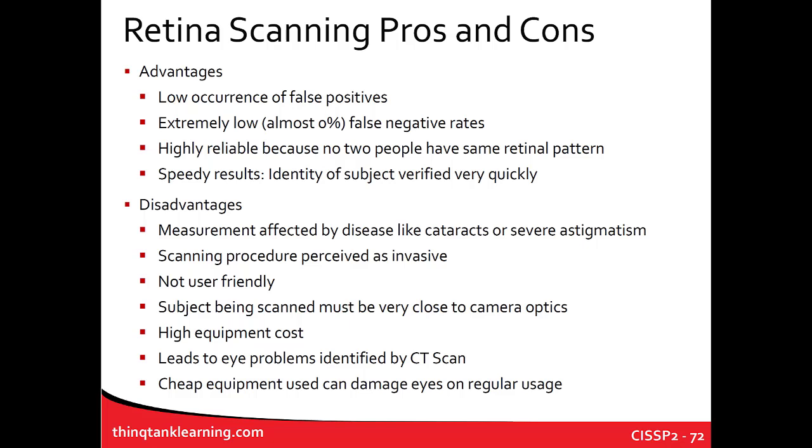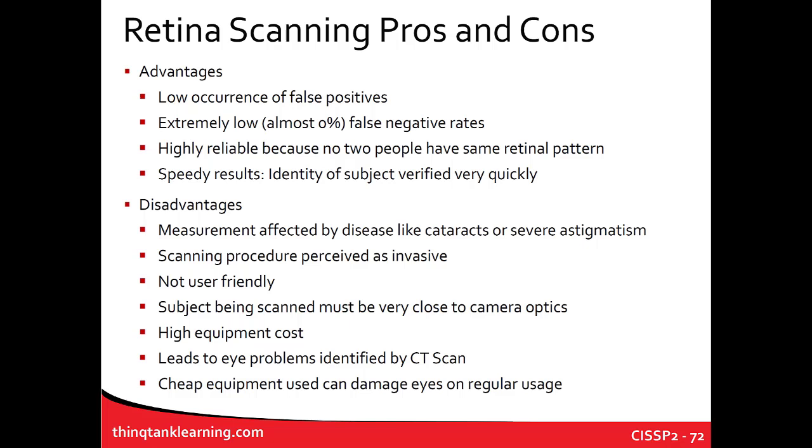All right. So we kind of already talked about this, but we'll just summarize it really quickly. Low occurrence of false positives, extremely low, almost 0% false negative rates, which is really a huge benefit, right? Which means we have strong reliability. No two retinas are alike. The patterns remain consistent over your lifetime, and very, very fast matching.